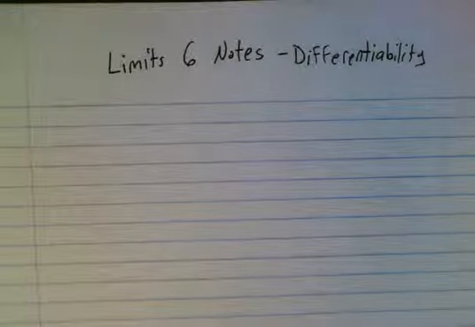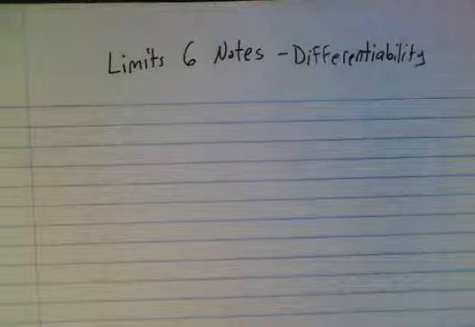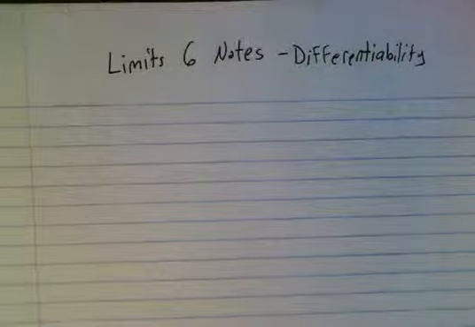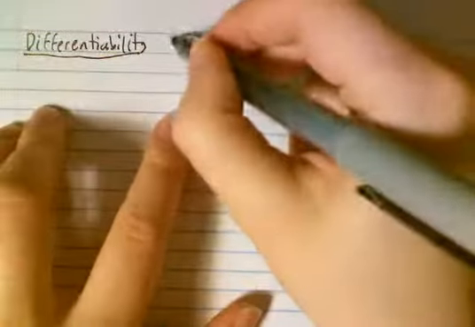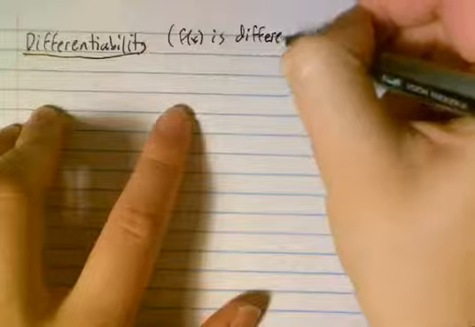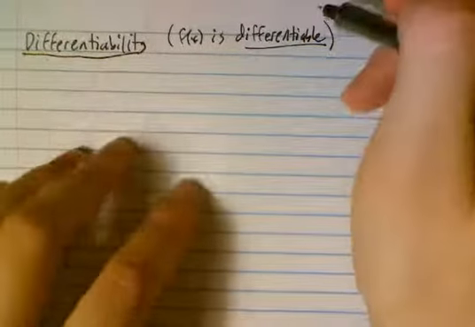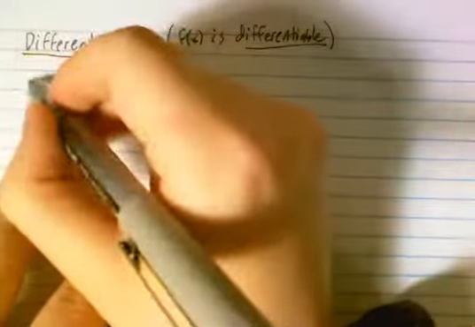This is really important because in order to use the rules for differentiation that we've been using, we have to have a function that's something called differentiable. Let's now take a look at differentiability. And differentiability, also known as f of x is differentiable, this is talking about the derivative.